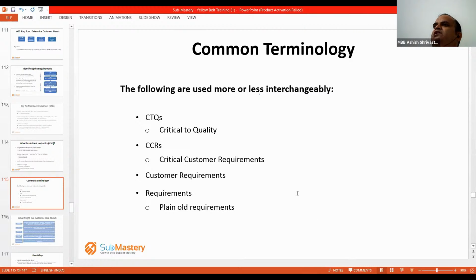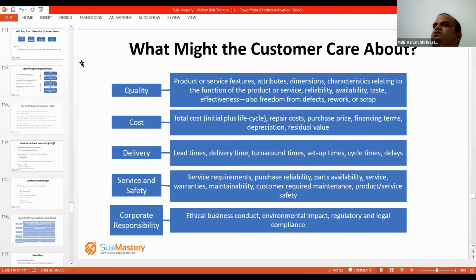What might the customer care about? Nowadays the customer is very smart. They want a very good quality product at a good, economical price. So what is quality? Customers really care about the quality of their products; they require excellent quality. They want very good reliability of the product.